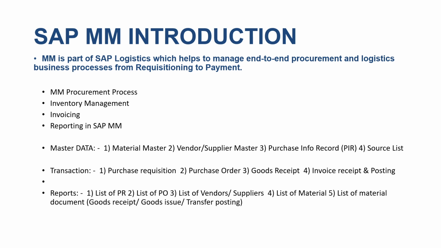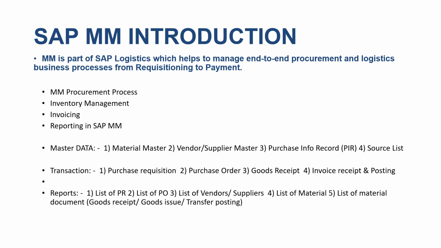Now let's go for the SAP MM introduction. What does SAP MM mean? It is the backbone of the logistics area and is one of the modules in SAP, meant to cover all the procurement and sourcing processes in SAP. MM is a part of logistics which helps to manage the end-to-end procurement and logistics business process from requisition to payment. In MM, there are the procurement process, inventory management, invoicing, and reporting.